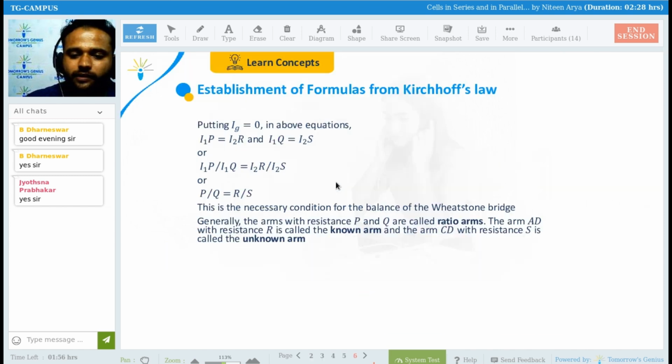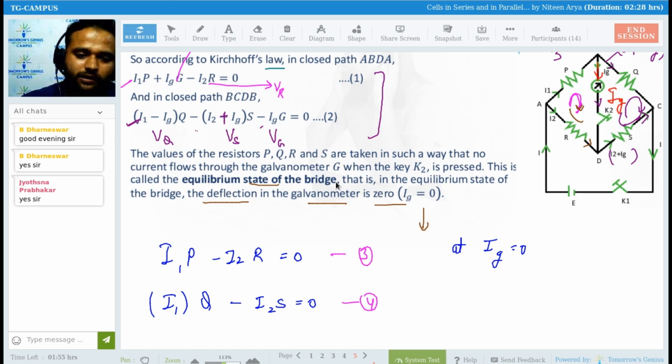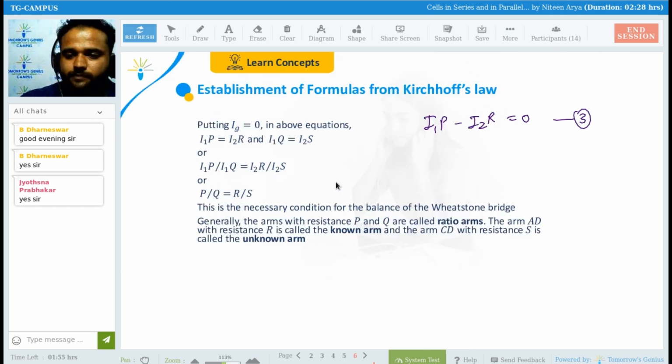And that is the same equation you can find on the next page. So I1P equals I2R, what we have in the previous page. I1P minus I2R equals 0. This is my third equation. And I1Q minus I2S equals 0. This is my fourth equation.